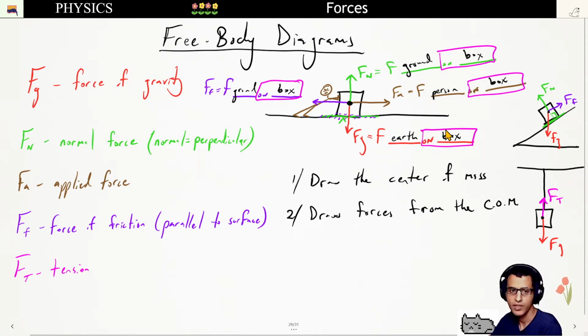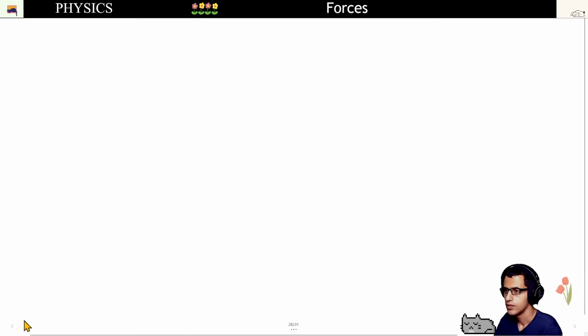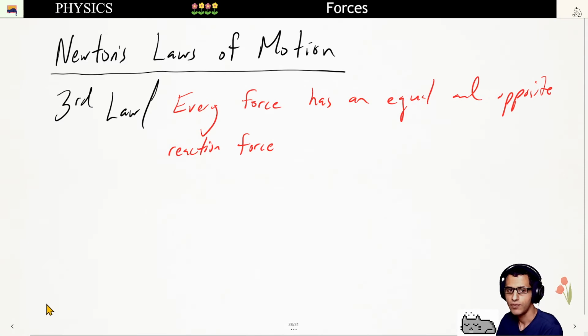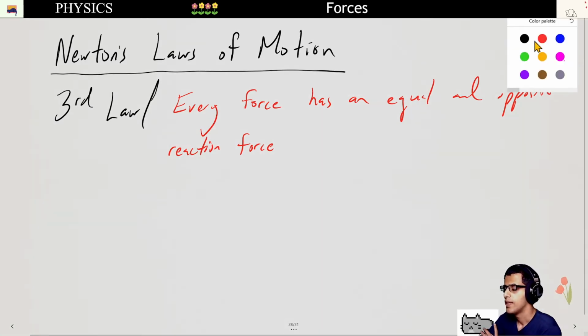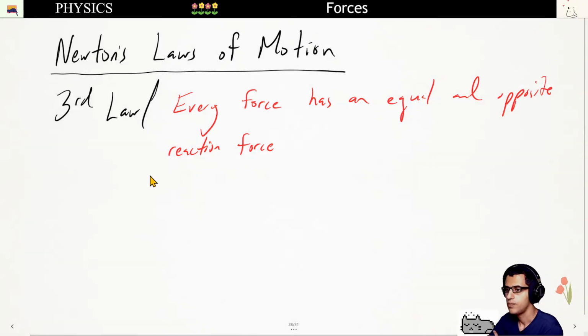Okay, so I think with this, we're now ready to have a better understanding of the third law. So we said that every force has an equal and opposite reaction force. And I'm going to add that there are going to be 3 things that will always be true about these equal and opposite forces. Let's be very explicit here.